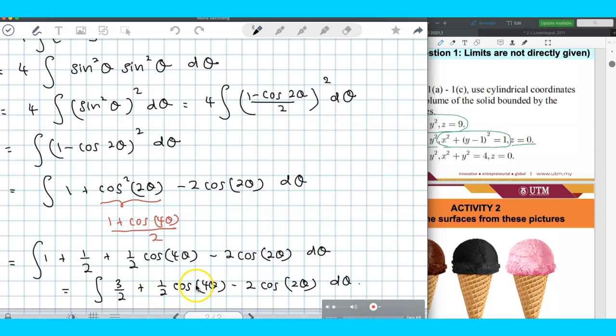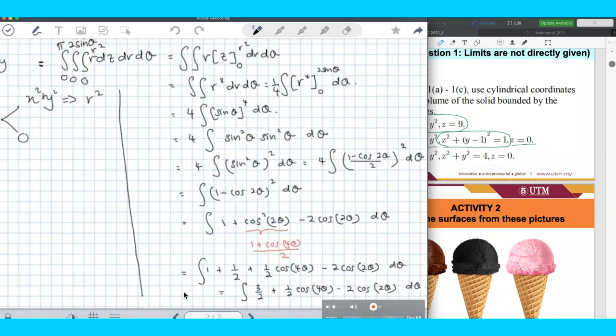And then when you simplify, we have to integrate. Now they are all clear, right? No square anymore, just power 1. So we can start to integrate. This one becomes 3/2 theta. Integrate cos, you will get sine 4 theta over 4, and the other cos gives sine 2 theta over 2. Okay, you can get it from here.